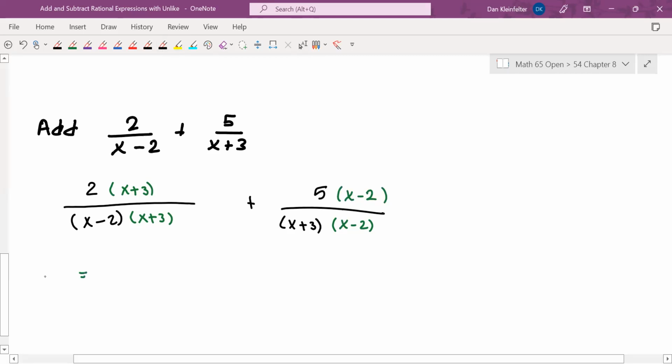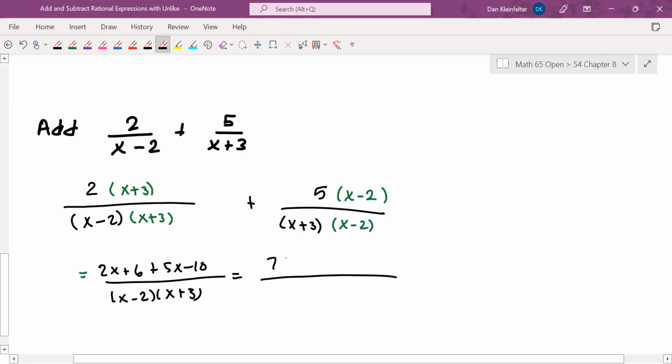Okay, now that we have the denominators fixed up, we can just leave that as x minus 2, x plus 3. And then up top, I'm going to distribute. So we'll have 2x plus 6 for the first fraction, and then 5x minus 10 for the second fraction. Okay, let me combine like terms here. So this will give us 7x minus 4 in the top. And down below, we'll have x minus 2 times x plus 3.